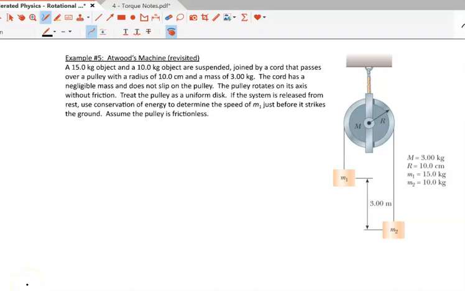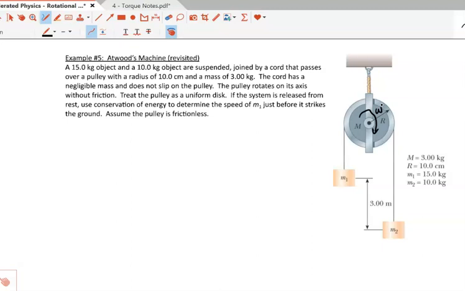All right, welcome to example five, the Atwood's machine revisited once more with now conservation of energy. Here we're asked to calculate the speed of either M1 or M2, because they're both going to be traveling the same speed, attached to the same string, after they've been released. It's a little trickier in this example because now we are assuming that the wheel, the pulley, sorry, is also rotating.